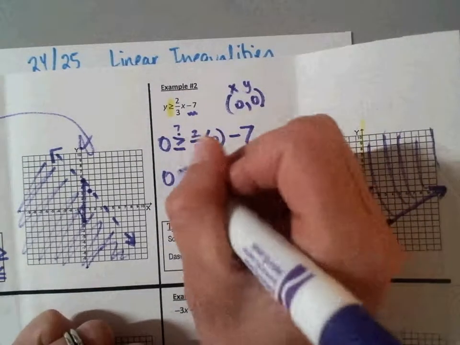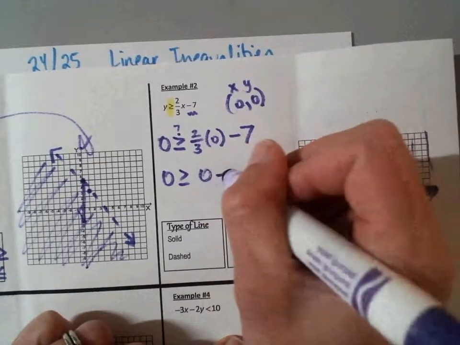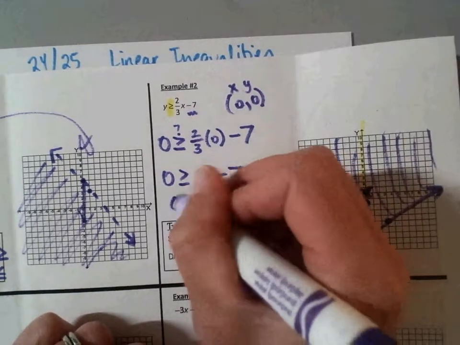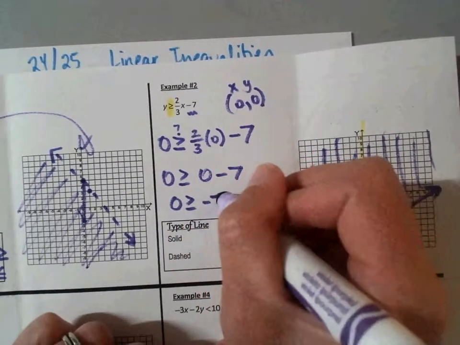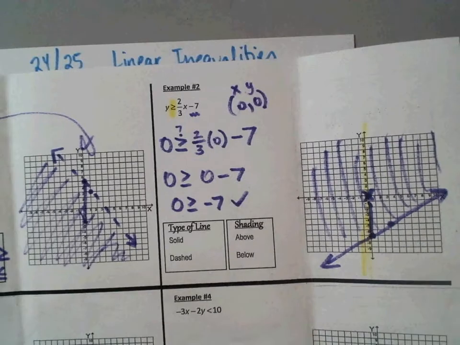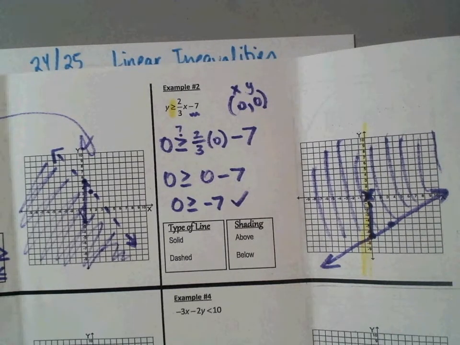So now I have 0 is greater than or equal to 0 minus 7. What's 0 minus 7? -7. Is 0 greater than or equal to -7? Is that true or false? True. So did 0, 0 work? Yes, and we were just checking our work. So that's one way you can check your work.